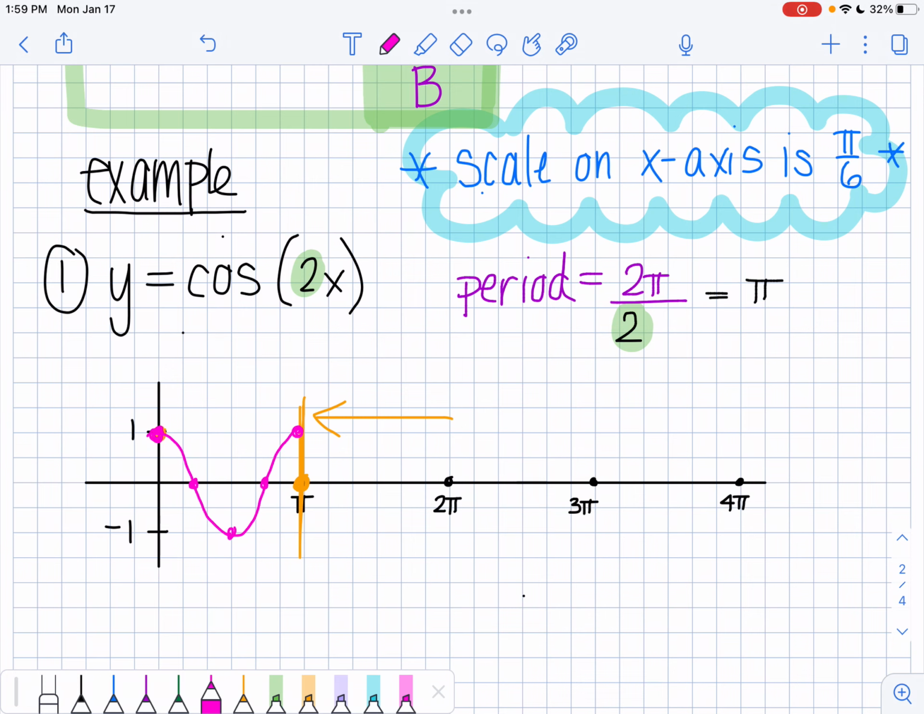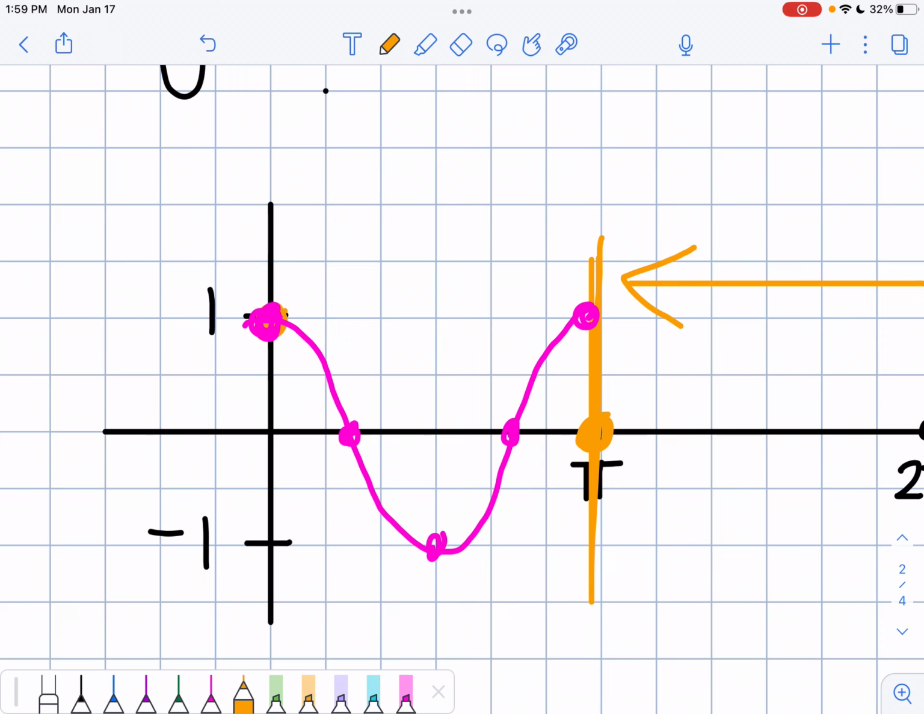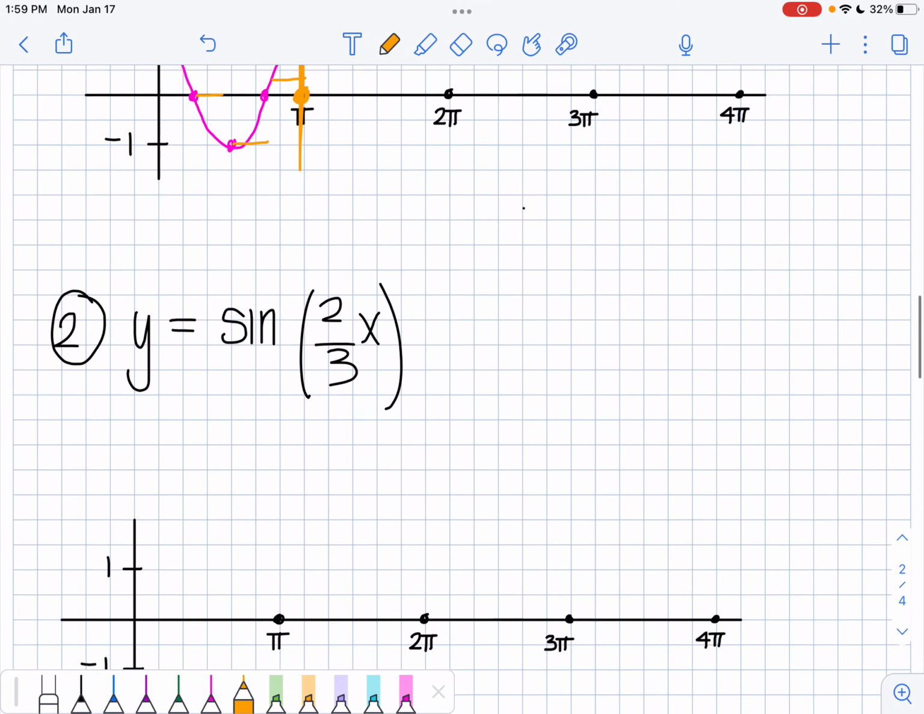And then you'll notice that I'm going to zoom this in so that you can see that my distance, this is like 1.5, and this is 1.5, and this is 1.5, and this is 1.5. They're all the same amount of distance, and that's going to be what my graph looks like for y equals 2x. All right, let's try the next one.